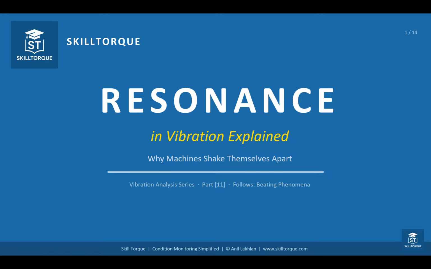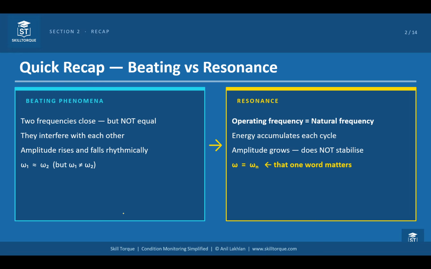In the last video, we looked at the beating phenomena. What happens when two close frequencies interfere with each other and create that characteristic rise and fall in amplitude, right? Today we go one step further. What happens when your machine's operating frequency doesn't just get close to its natural frequency, but it matches it exactly? Of course, the answer to this question is resonance, and the results can be very dangerous.